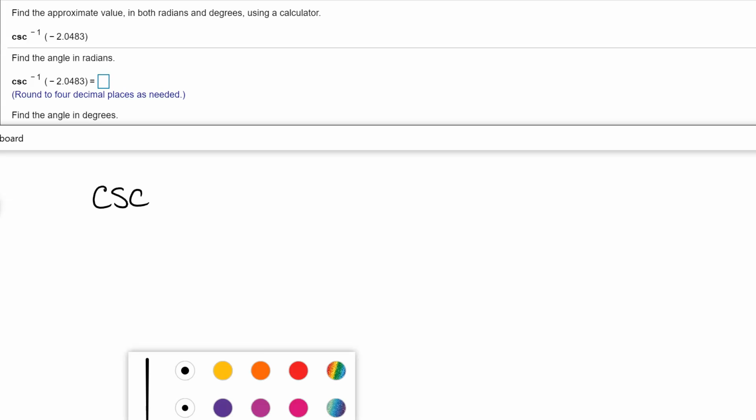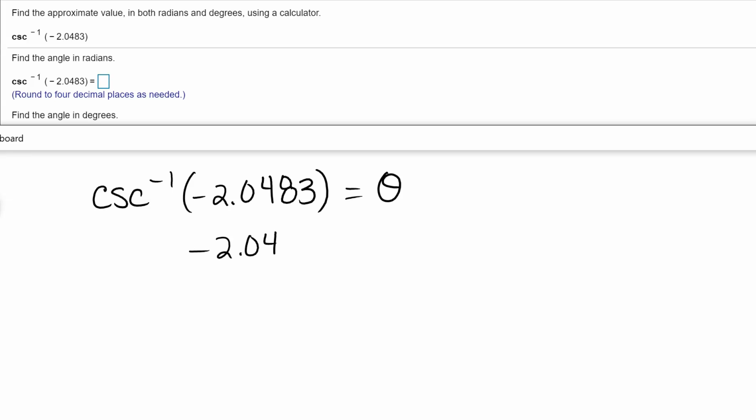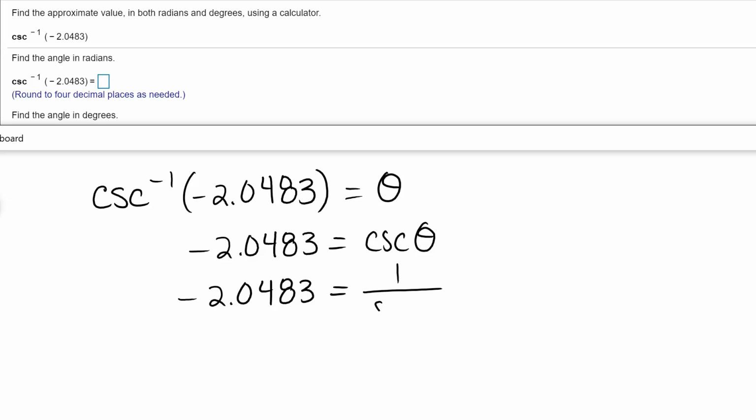So cosecant inverse of a negative 2.0483. Okay, if you have a calculator, do this one with me. Remember, this gives me some angle theta. I'm going to go over this description again. So that means that a negative 2.0483 is equal to the cosecant of theta. That's the same thing. Okay, so a negative 2.0483 is equal to 1 over the sine of theta.